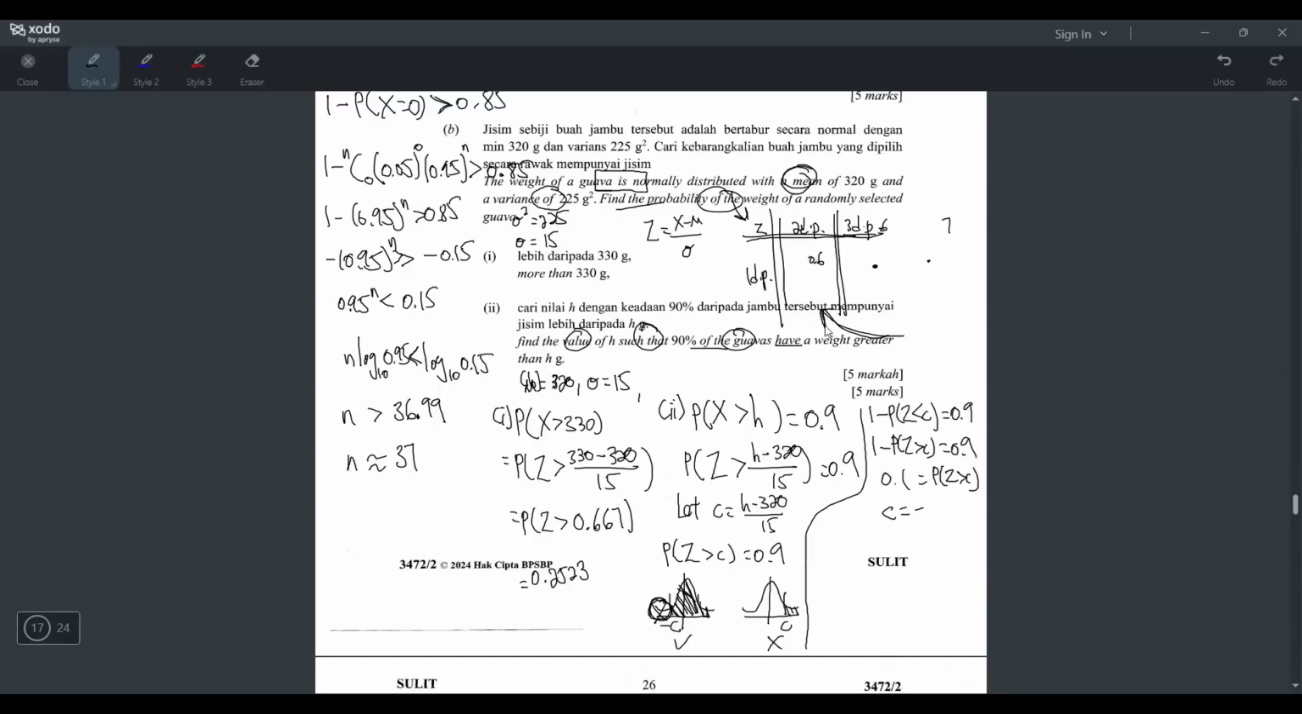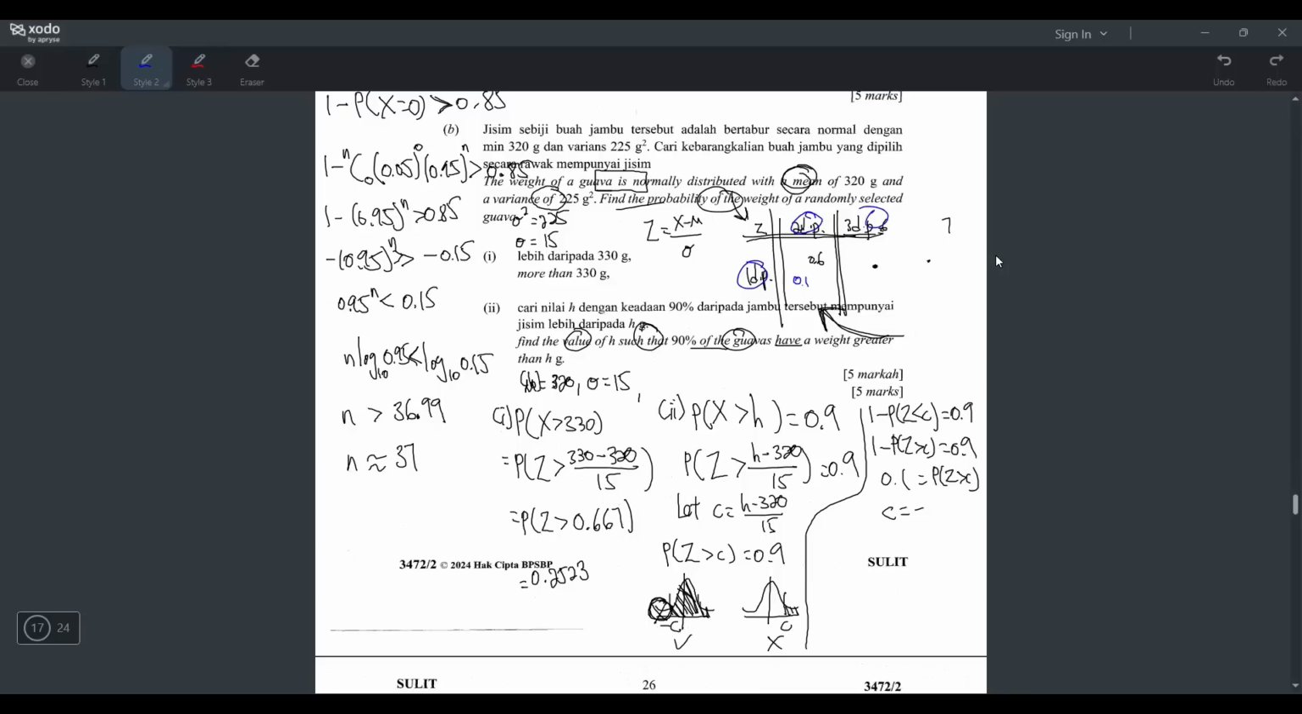You have to tengok from the inside. Because this 0.1, this is not the Z value. 0.1 is not the Z value. 0.1 is actually the probability answer. So you have to tengok from dalam and cari 0.1 atau lebih sikit. Okay? And your answer would be the Z value later.